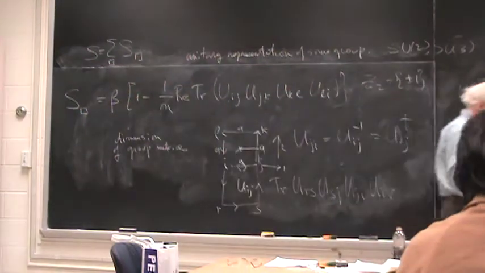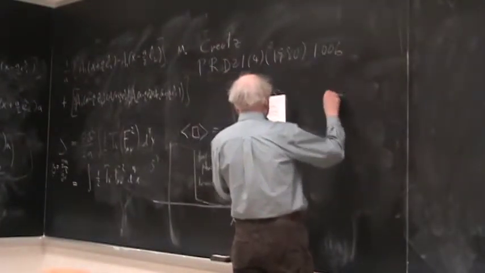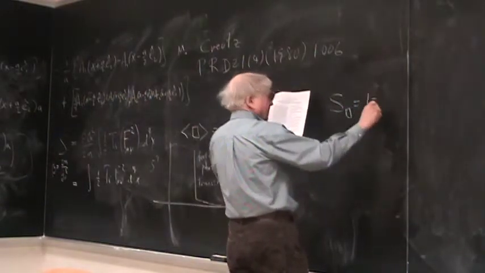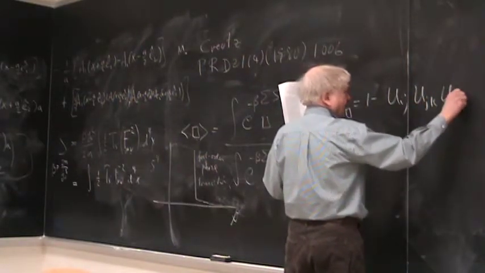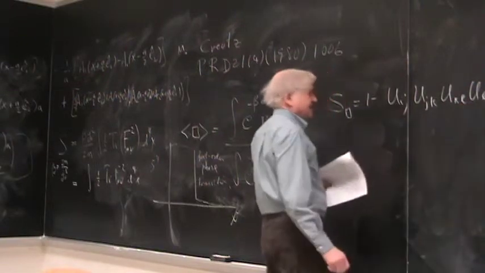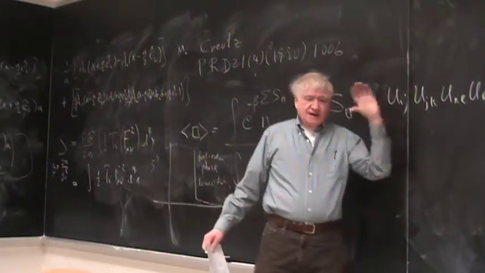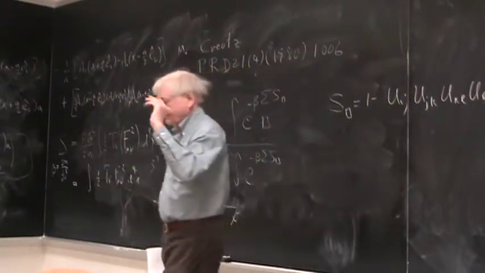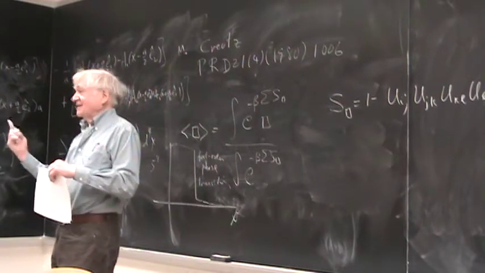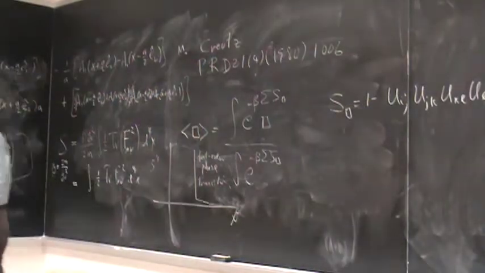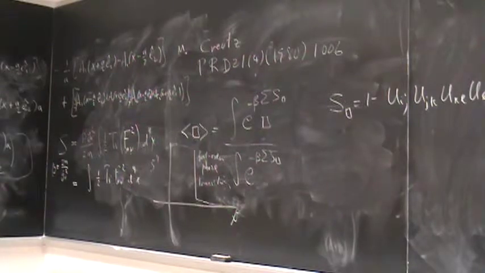So, in other words, just to make things simple here, S plaquette here is 1 minus Uij, Ujk, Ukl, Uli, and in fact, you don't even need to distinguish between the inverse and the group element. That is to say, one inverse is one, minus one inverse is minus one. So why not do such a simulation?